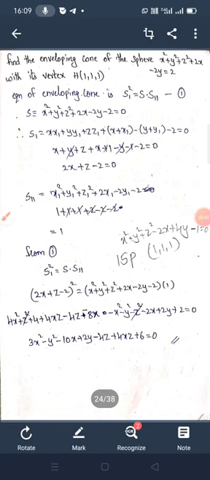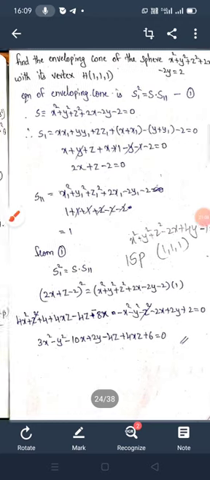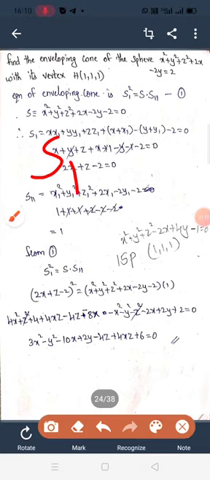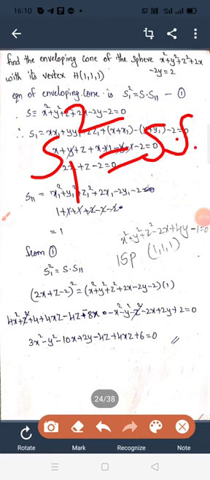Here listen, the first problem is: find the enveloping cone of the sphere x square plus y square plus z square plus 2x minus 2y equal to 2 with vertex (1, 1, 1). Now here we just remember, what is the formula for the enveloping cone? Right, S1 square equal to S into S double 1.